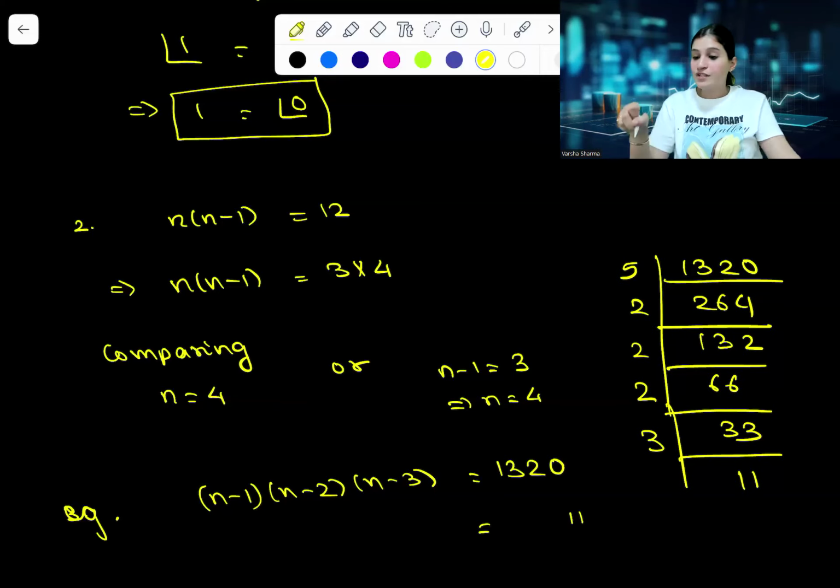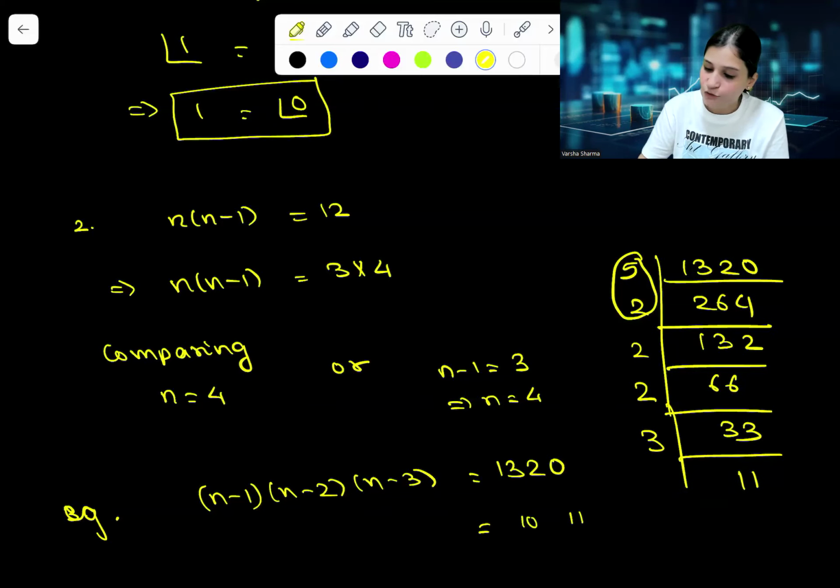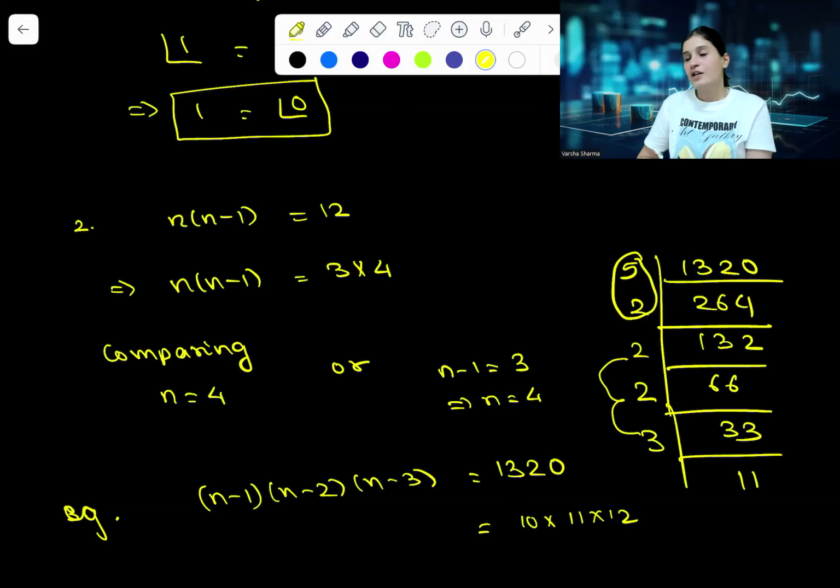Now you see near 11, you will get either 10 or 12. One of them will surely be there. Which one? 5 into 2 will give you 10. Okay, I have 10. Do I have 12? Because if I have 10 and 11, I either need 9 or 12. 3 twos are 6, 2 sixes are 12. So I have the three consecutive numbers: 10, 11, 12. So we always do prime factorization. The largest prime number always helps you find them.